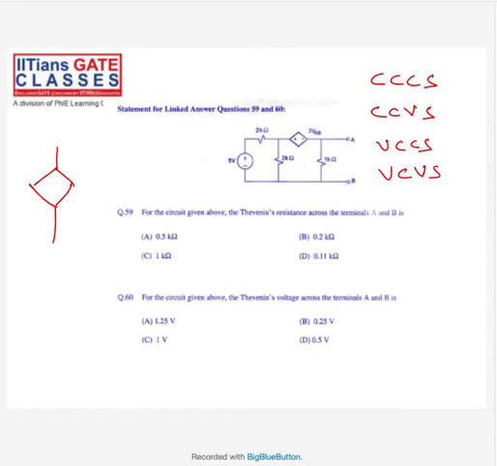A dependent source is represented with a rhombus shape or a diamond shape. If it is in this form, this is a dependent voltage source, and if it is in this form, this is a dependent current source.